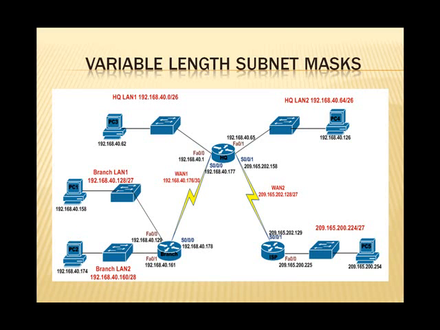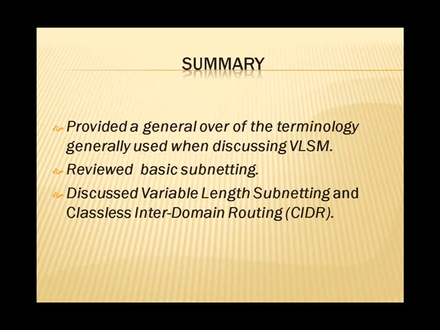192.168.40.0 is entered into the table on the ISP S0/0/1 interface. It presents all of the networks that are possible to be reached exiting that interface. This presentation provided a general overview of the terminology used when discussing VLSM, reviewed basic subnetting, and discussed variable length subnetting and classless interdomain routing.